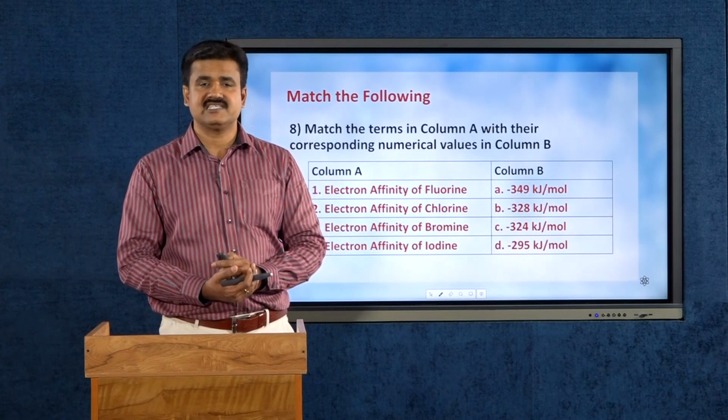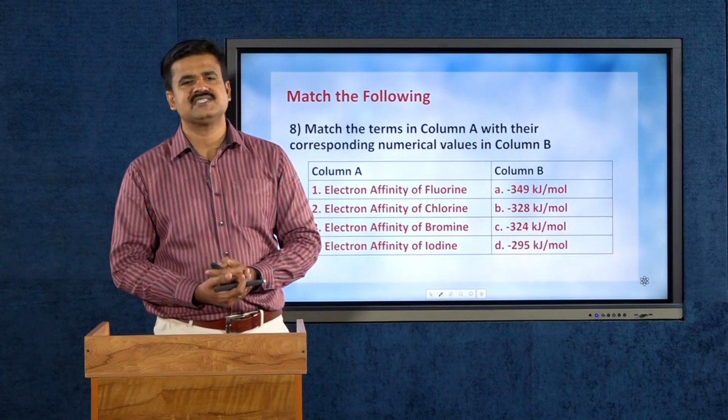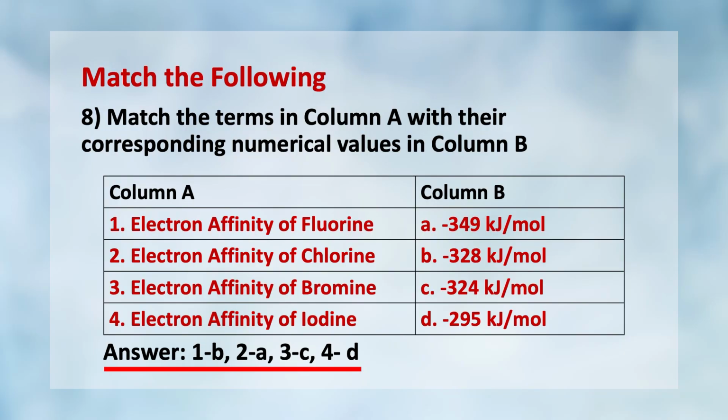Chlorine is having highest value, then fluorine, then bromine, and final least value is for iodine. So your answer is 1B, 2A, 3C and 4D.